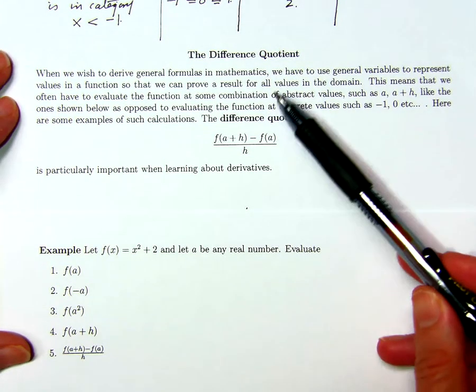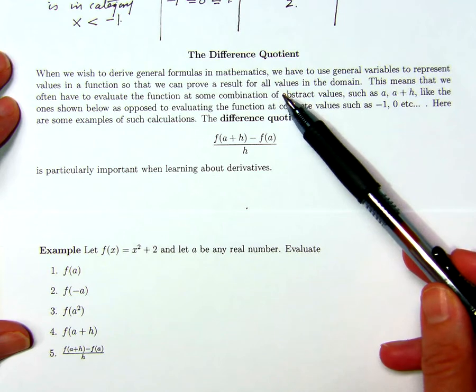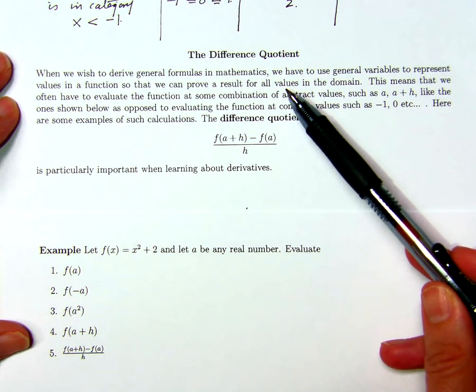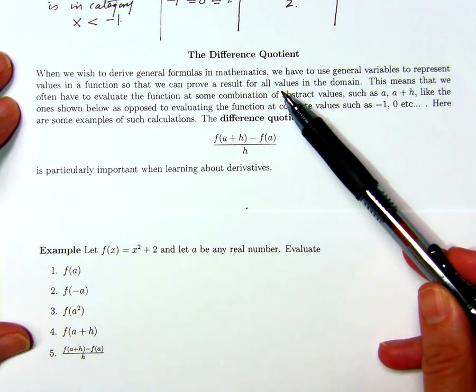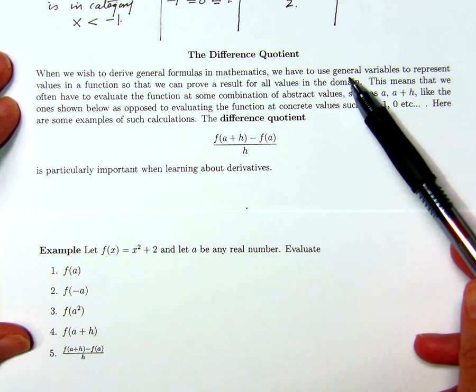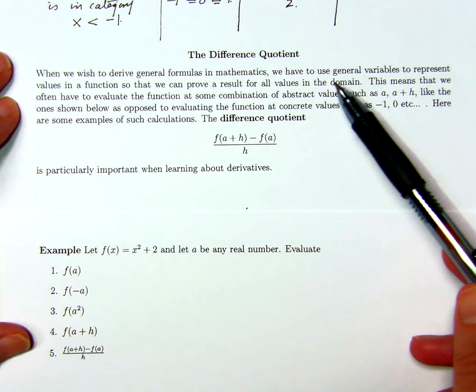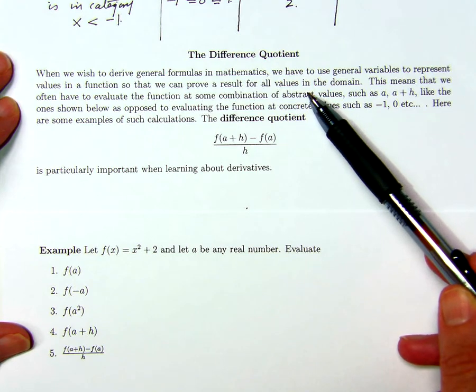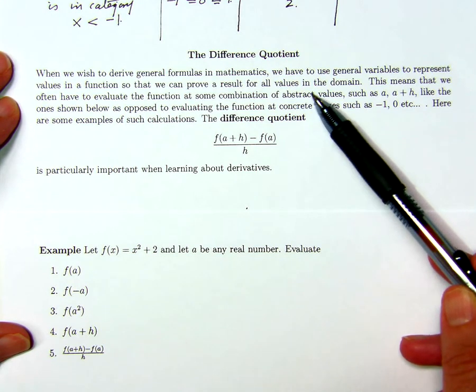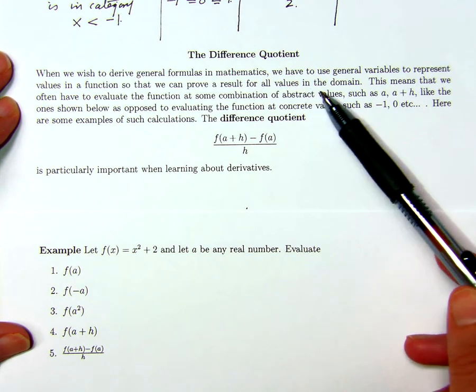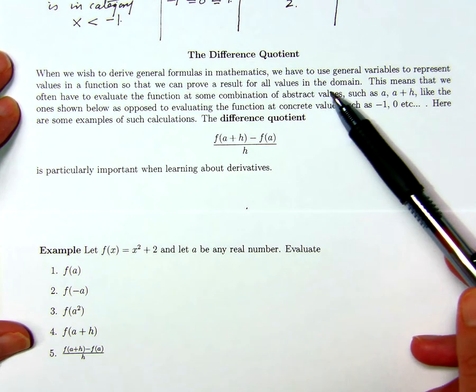When we want to derive a general formula in mathematics, it's not enough to derive the formula for a couple of concrete values in the real numbers. We usually have to use general variables to represent values in the function, so that we can prove the result in general, or for all values in the domain at the same time.